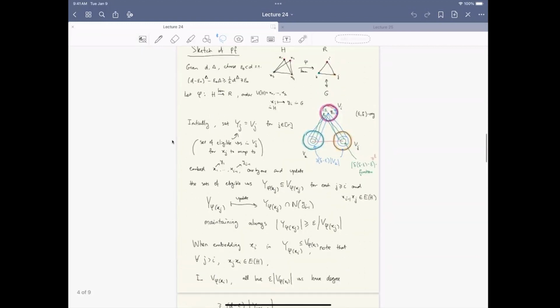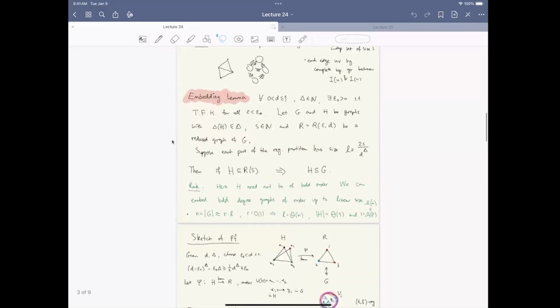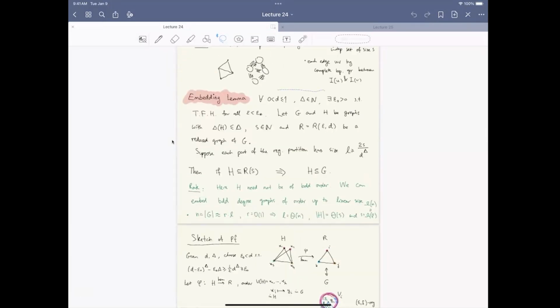So last time, the two important lemmas we've seen are the embedding lemma and the counting lemma. Let me quickly go through what they are talking about and see one more application of it.